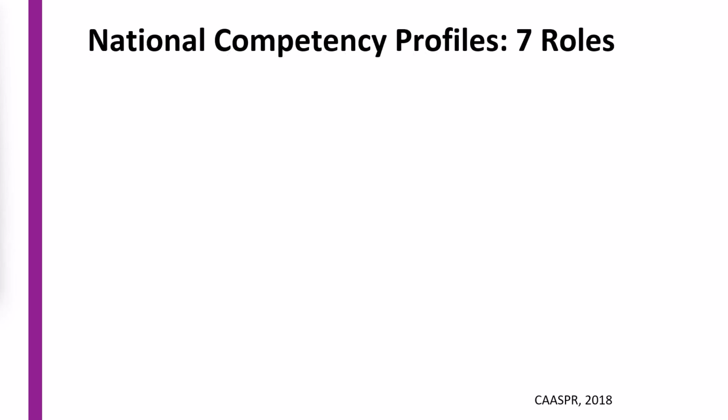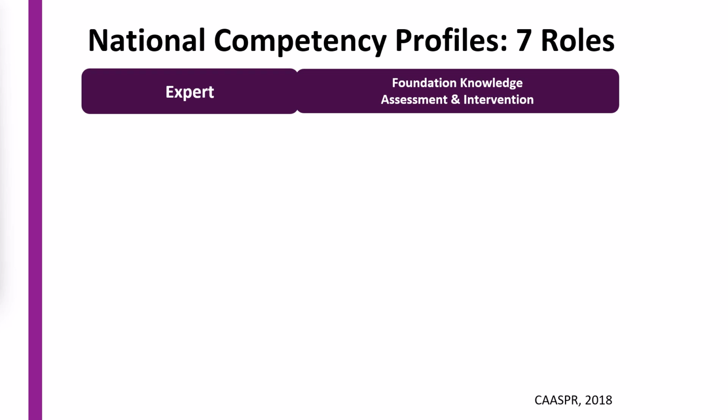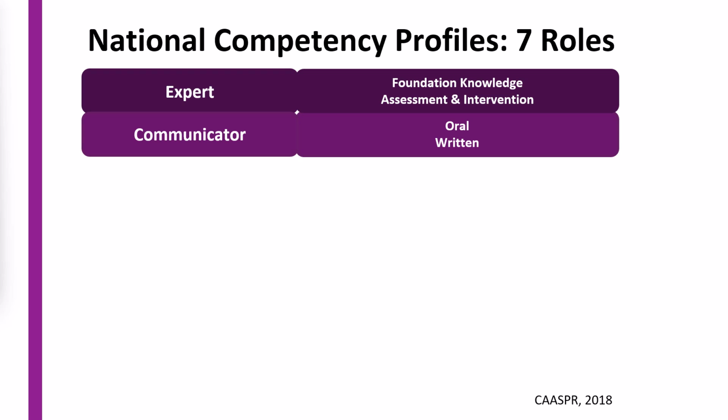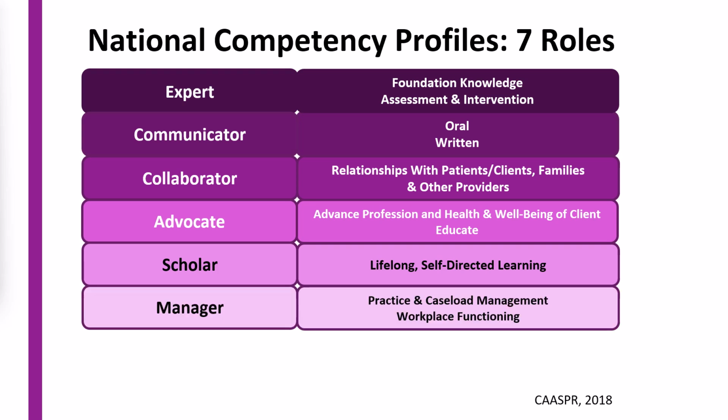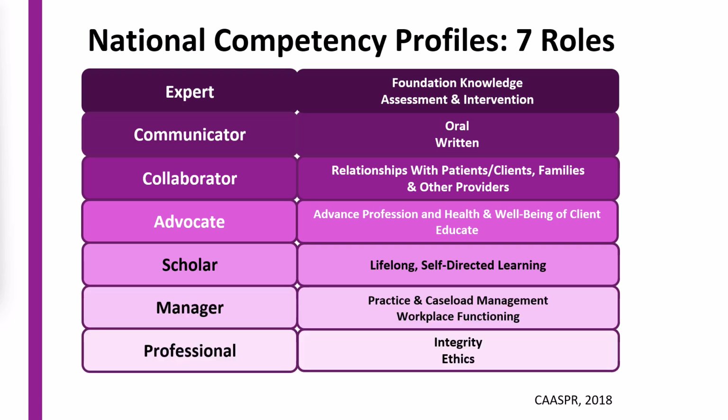As you may know, the national competency profiles are distributed across 7 roles required of a speech-language pathologist or audiologist. These roles include expert, which is further broken down into knowledge expert and clinical expert, communicator, collaborator, advocate, scholar, manager, and professional. Each of these roles further describes competencies that audiologists and speech-language pathologists are required to bring to every aspect of their professional lives.